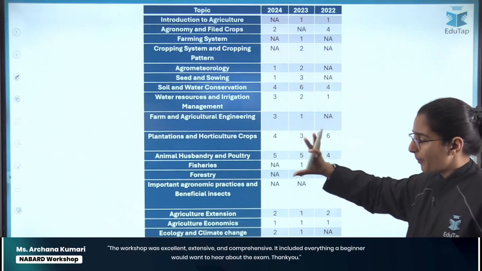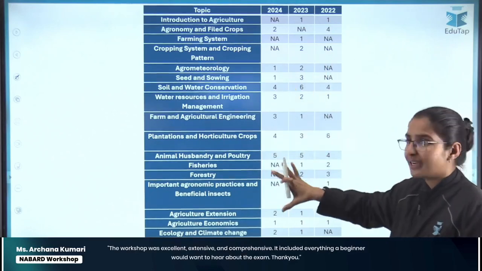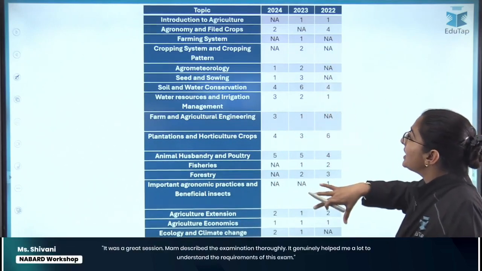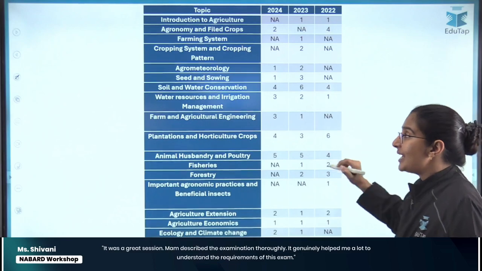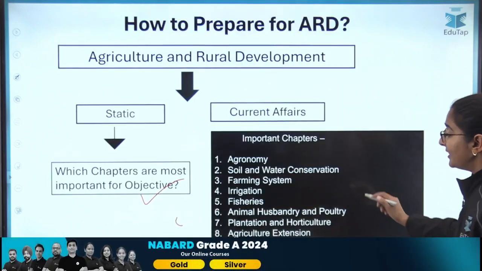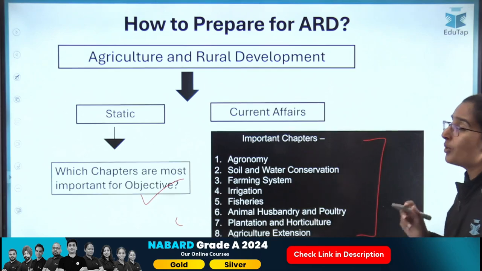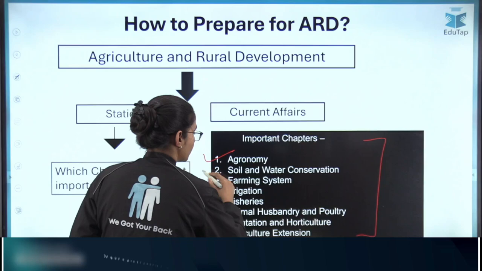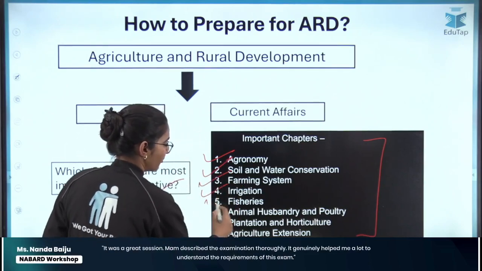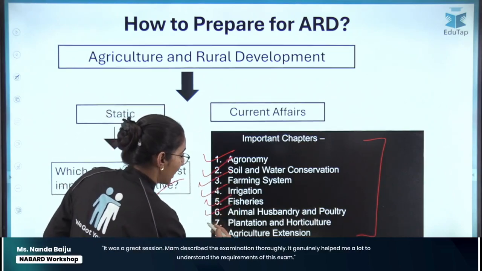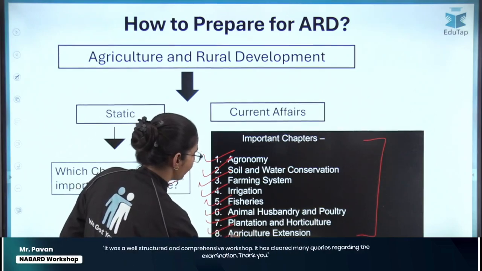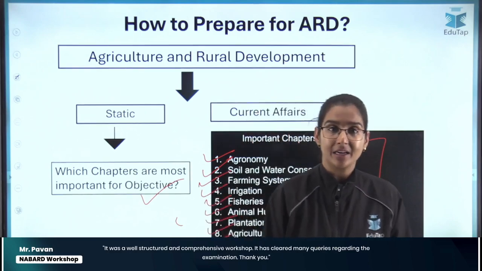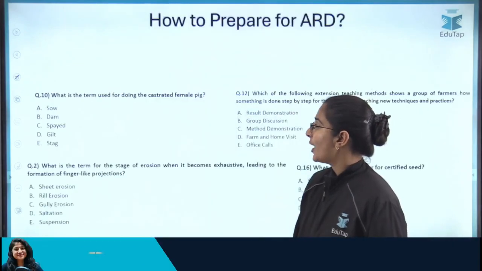These are the topics. अगर हम मोटे-मोटे देखें तो ये हमारे chapters निकल कर आते हैं ARD की अगर हम बात करें तो, और अगर हम questions को देखते हैं, the number of questions which are being asked from these topics, then upon analyzing this table, we have come to this conclusion that these 9 chapters are the most important chapters as far as the ARD is concerned. So agronomy, soil and water conservation, farming system, irrigation, fisheries, animal husbandry and poultry, plantation and horticulture, agriculture extension and forestry. These are the most important 9 topics as far as the agriculture static part is concerned. So you have to prepare them.